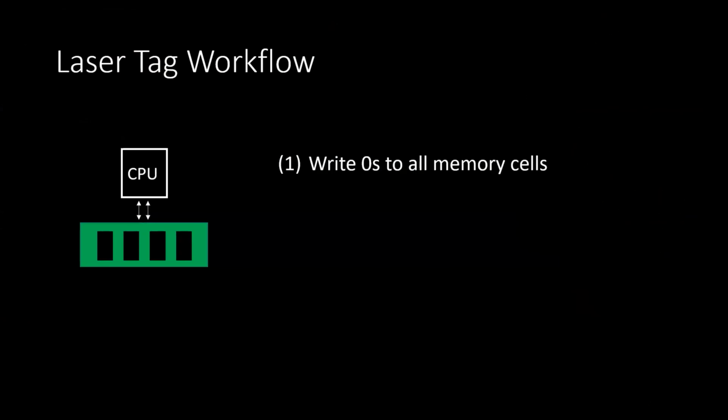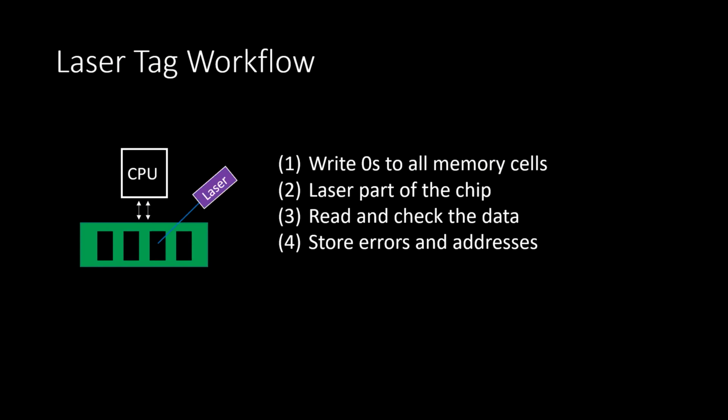So the idea here is to use this laser and check where all we are getting errors, right? To flip bits in a particular physical location, and that gives you addresses which are affected by the laser. And to do that, what we do is we write all zeros to all the memory cells, then we laser part of the chip, read and check the data, and store the errors that we have gotten and the addresses, right? So it gives us neighborhood information. That's something that we can use to reverse engineer the internals.